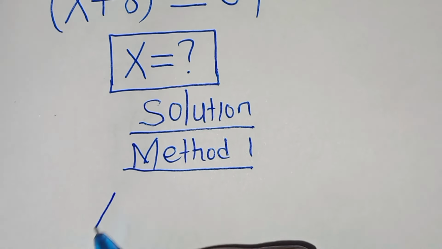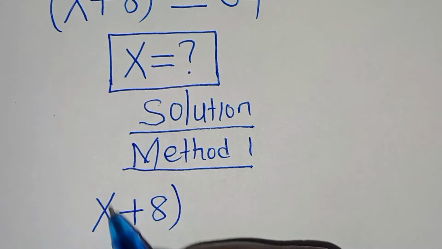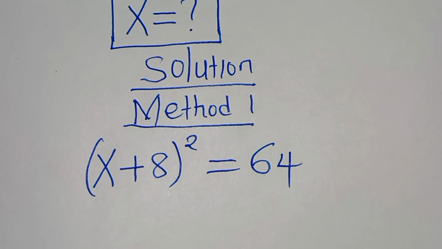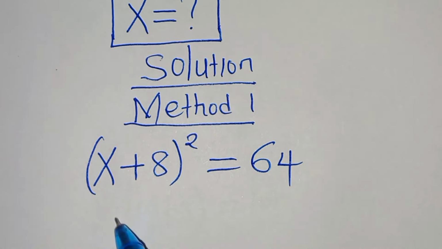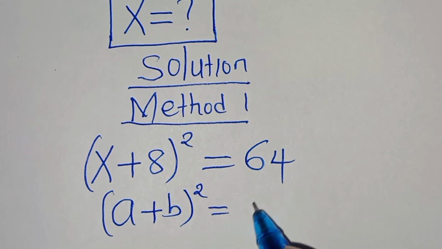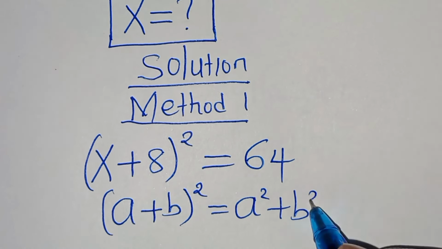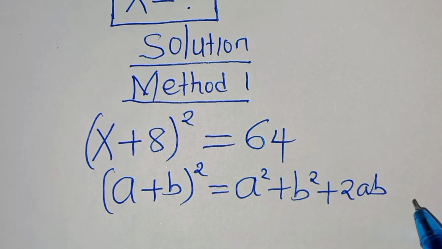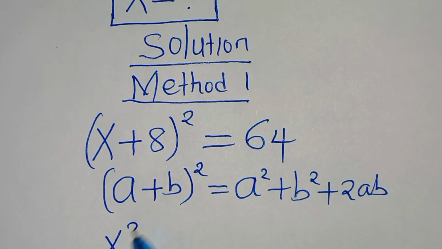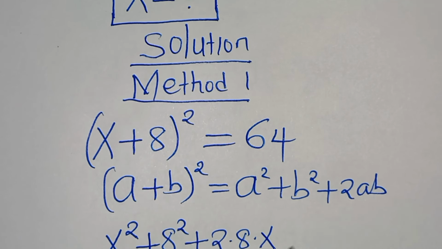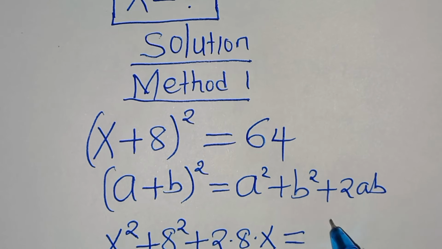In method 1, we have (x + 8)^2 equal to 64. We have that (x + 8)^2 is in the form of (a + b)^2, which we can express as a^2 + b^2 + 2ab. Applying this algebraic identity, here we have x^2 + 8^2 + 2 multiplied by 8 multiplied by x, equal to 64.